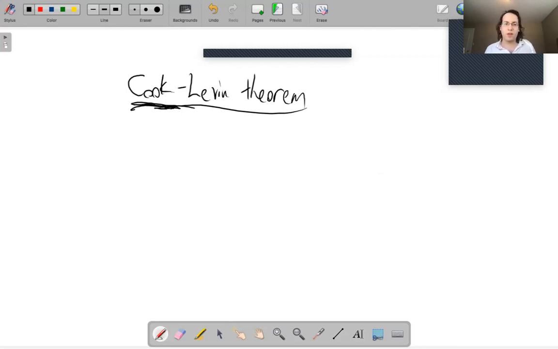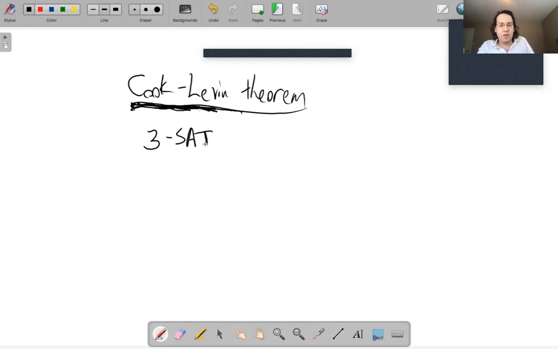But the Cook-Levin theorem is a major theorem in the foundations of computer science in complexity theory. And it says not only is there an NP-complete language, which we've seen, but there's actually a natural NP-complete language. There's actually kind of a nice NP-complete language. And the nice NP-complete language is called 3-SAT.